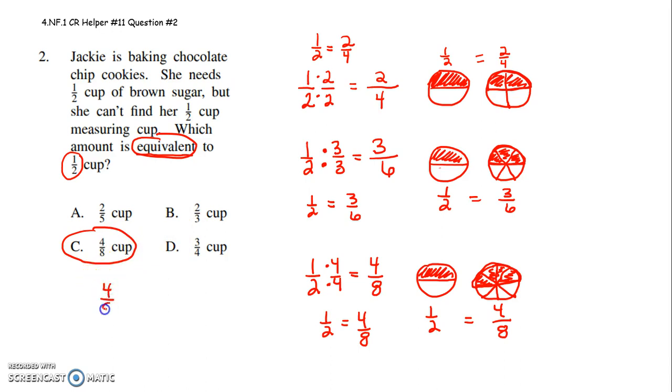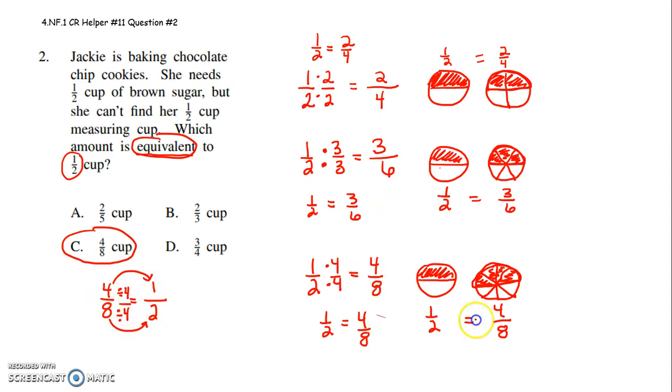So you could have started with your 4/8. And you know you have to get to 1/2. How do you get from 4 to 1? 4 divided by 4 is 1. As soon as I'm dividing the numerator by 4, I have to also divide the denominator by 4. What's 8 divided by 4? Oh, 8 divided by 4 is 2. So that's another way to show that 4/8 is exactly the same as 1/2.